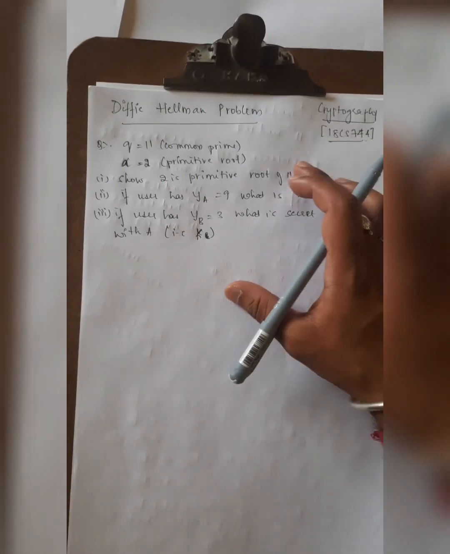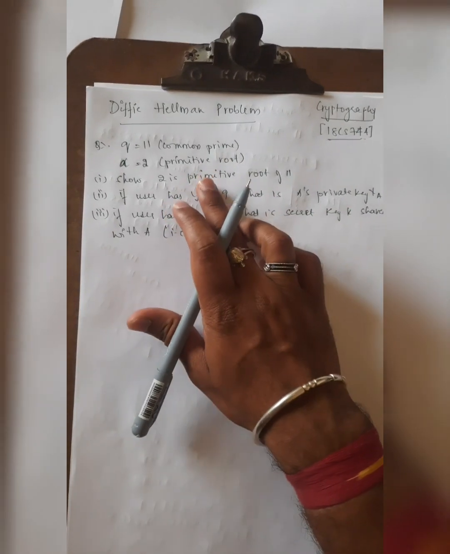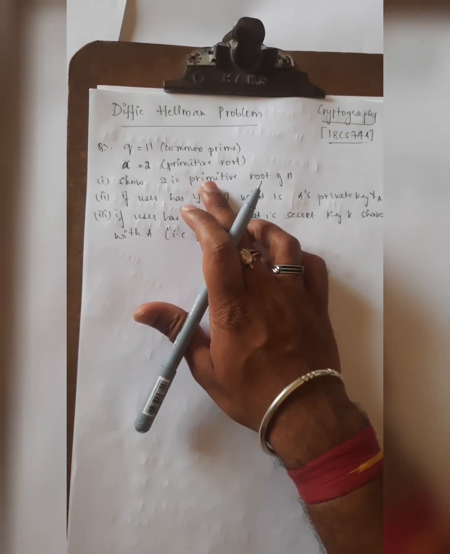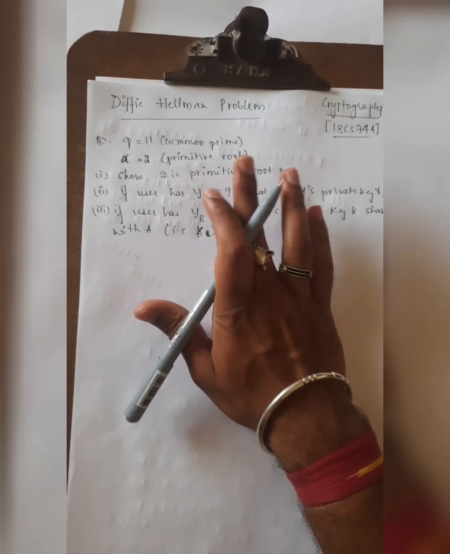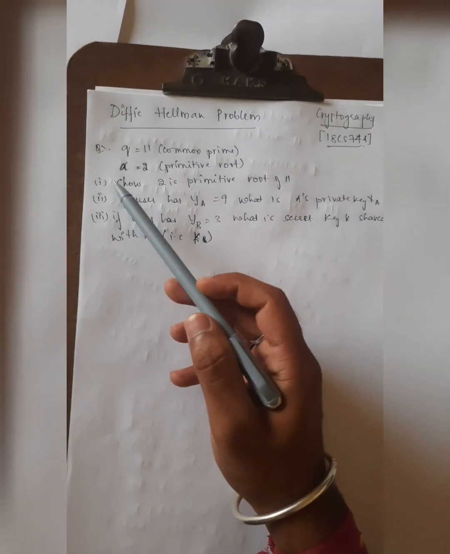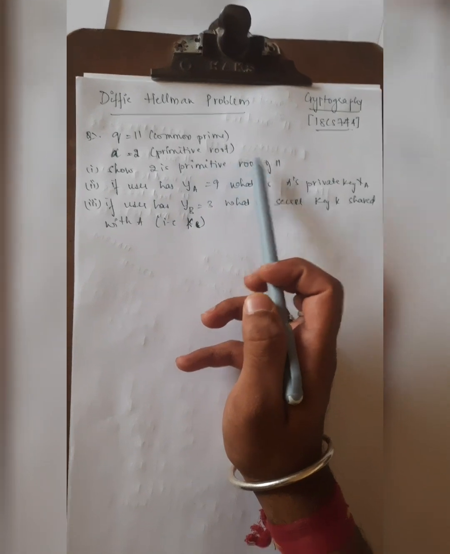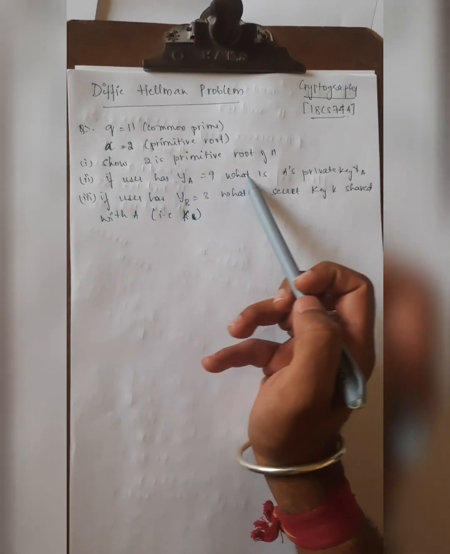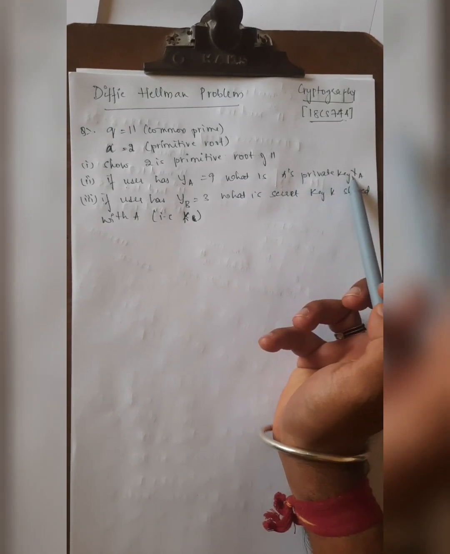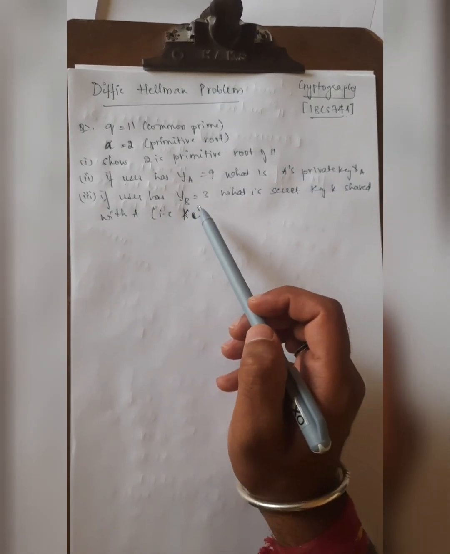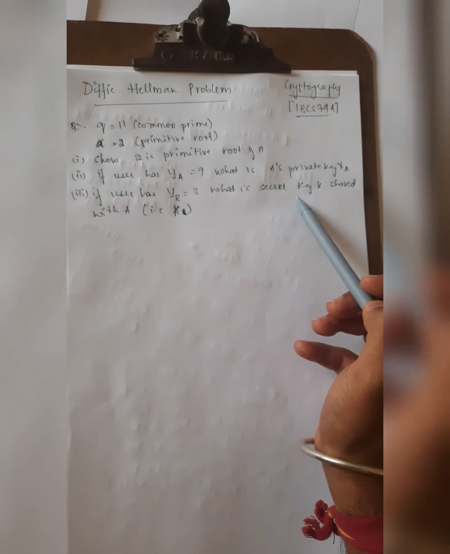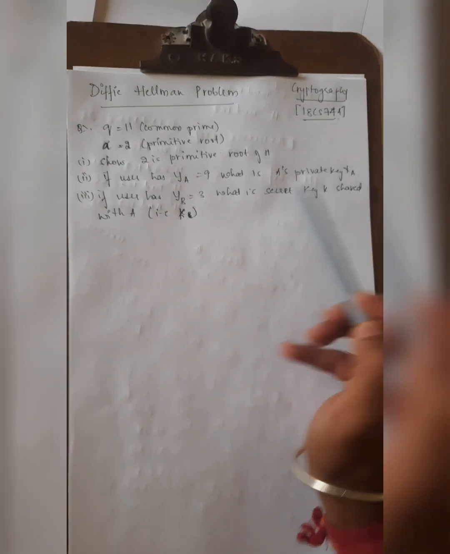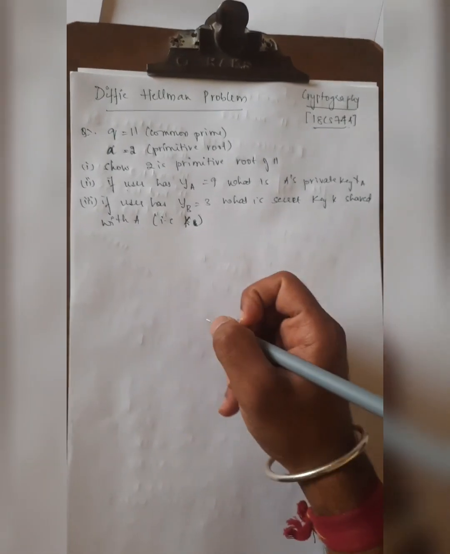The problem they have given us here is that we have a common prime q equal to 11, and alpha, the primitive root, to be 2. Now they have asked us three questions. Show 2 is the primitive root of q, and if user A has YA equal to 9, what is A's private key XA? If the user has YB equal to 3, what is the secret key K shared with A? We have to find that out.